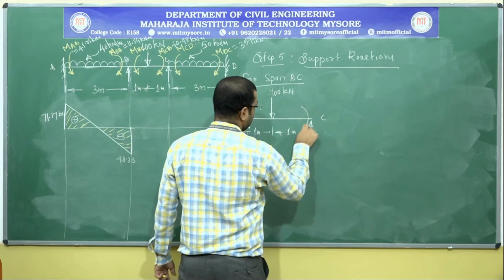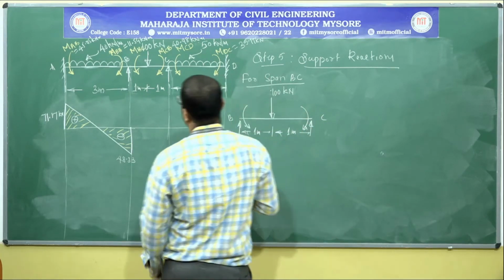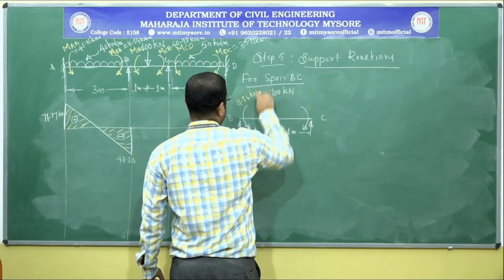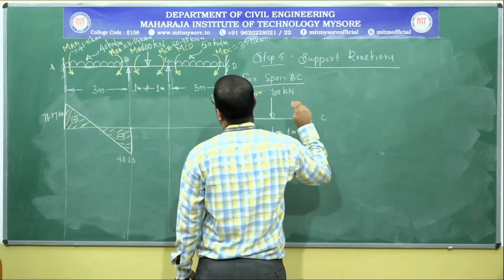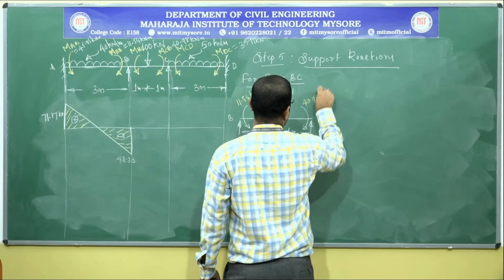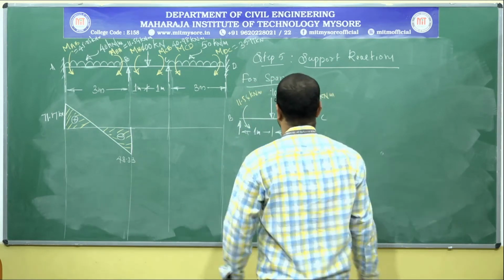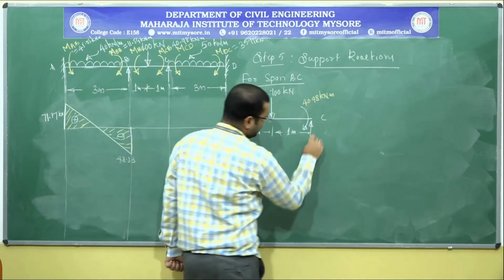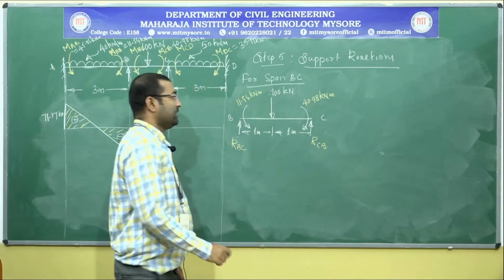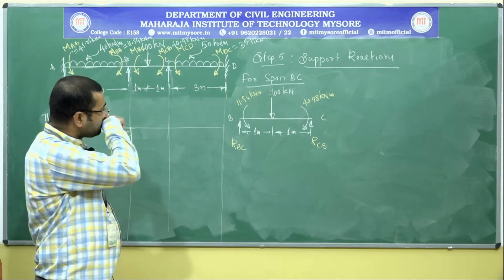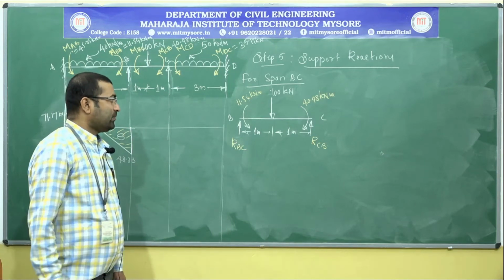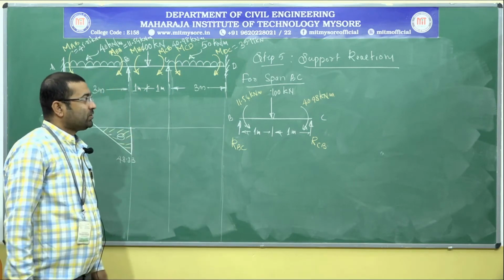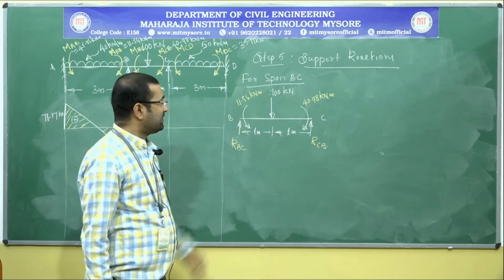Here we have the moments: MBC as 11.54 kilonewton meter and MCB as 40.98 kilonewton meter. So we need to determine the reacting components RBC and RCB. To calculate RBC and RCB, which we require for drawing the shear force diagram, we have to impose the equilibrium conditions on this free body diagram.